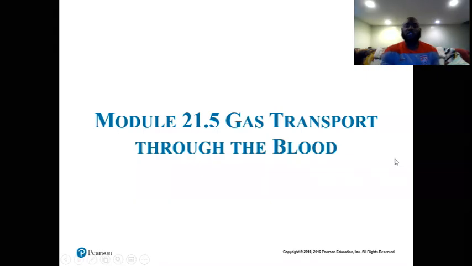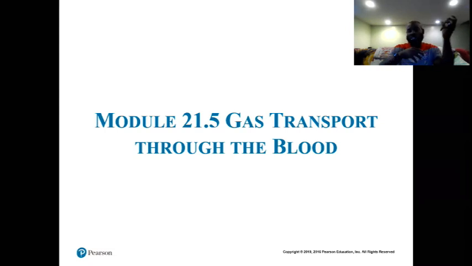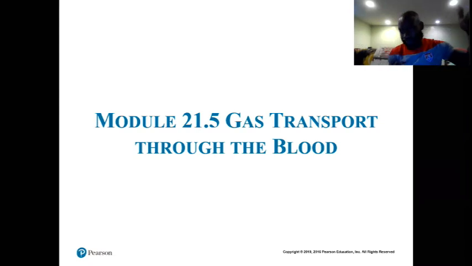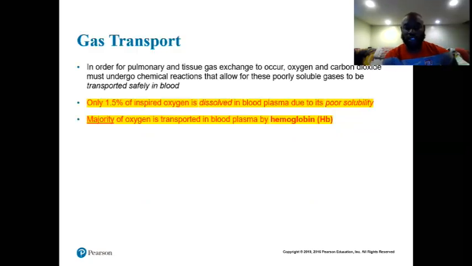Now we're going to talk about gas transport through the blood. We talked about how gas gets in the blood, and then we talked about how oxygen gets in at the lungs, carbon dioxide goes out, and then when that blood gets to the tissues, oxygen goes into the tissues, goes out of the blood, carbon dioxide comes in. Now we need to talk about the process in between, which is the transport of that oxygen and carbon dioxide.